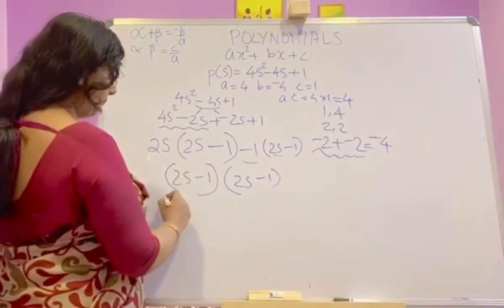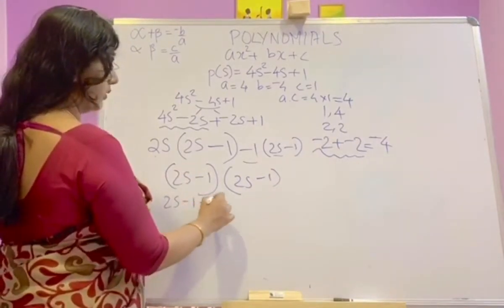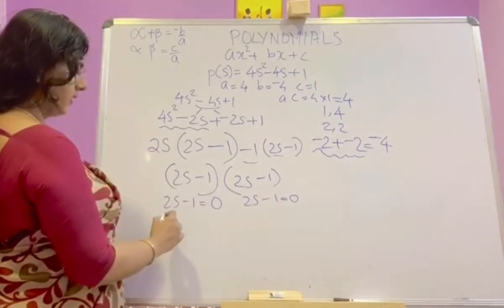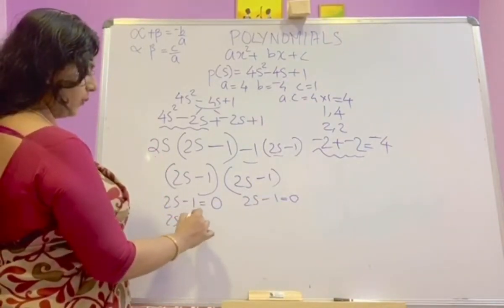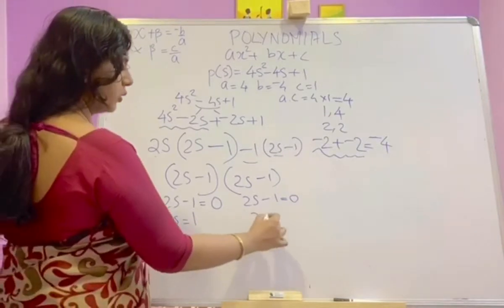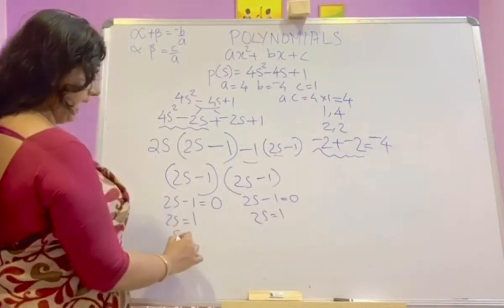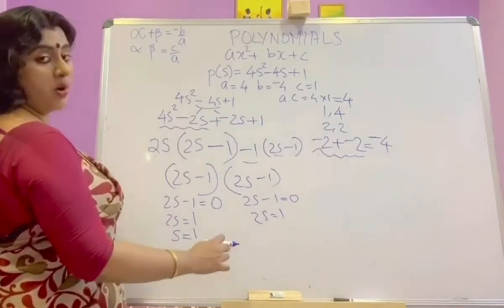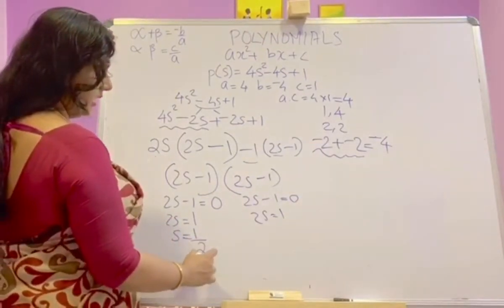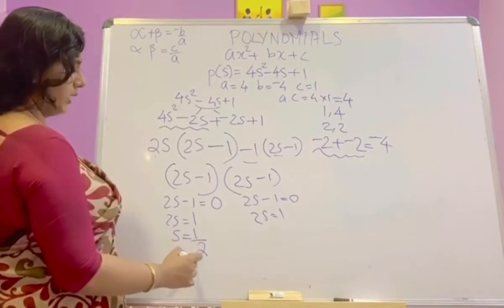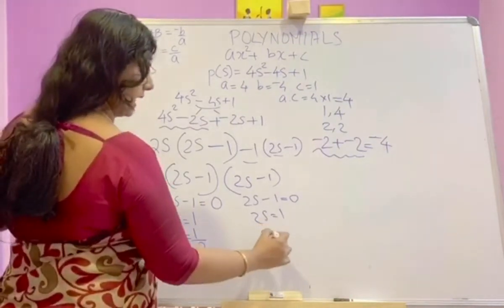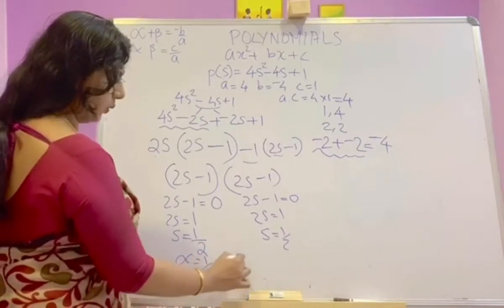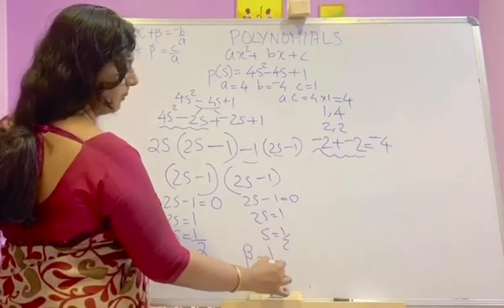Now, equate each to 0. That is 2s minus 1 equal to 0. 2s minus 1 equal to 0. 2s is equal to positive 1. Here also 2s is equal to positive 1. S is equal to 1, and this numerator 2 going to RHS becomes 2 in the denominator. That is 1 by 2. Here also s is equal to 1 by 2. So alpha is equal to 1 by 2. Beta is equal to 1 by 2.